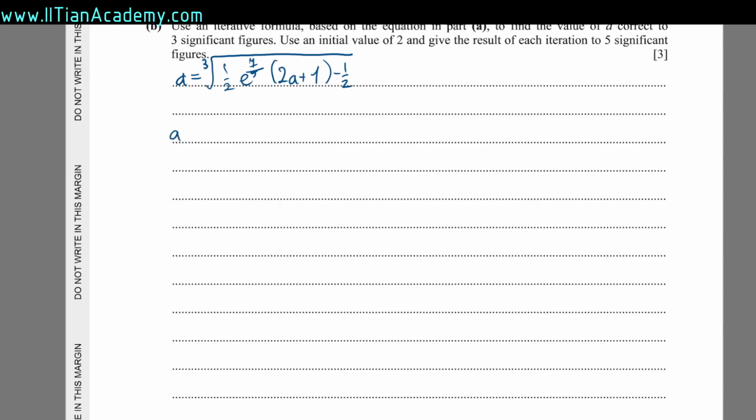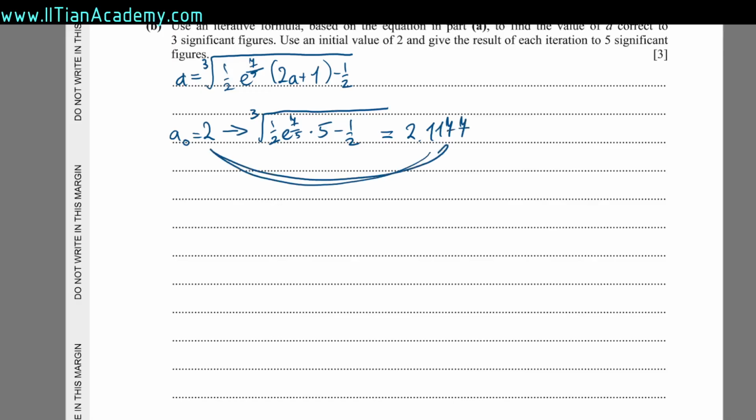So that means that what we have to do is take 2 and plug it in. So when the first term of A is 2, we just have to plug this in. So this is just going to be the cube root of 1/2 e to the 7 over 5, and then 2 times 2 is 4, so that's going to be times 5, minus 1/2. And if we plug this in, then this is going to be 2.1177. So we see that these two numbers are not really the same. What we want is that these two numbers be very close. However, this is going to be closer to the real value of A.